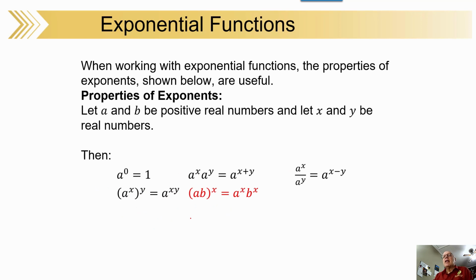Next one. This is sort of like a distributive property in a way. You've got a product inside parentheses, AB, and you're taking it to the x power. And all you have to do is split it up. Each one of them gets the exponent of x. So if you take 8 times 3, and that was squared, another way of calculating that would be take 8 squared and multiply times 3 squared, and whatever your answer is. I am not going to try that in my head.